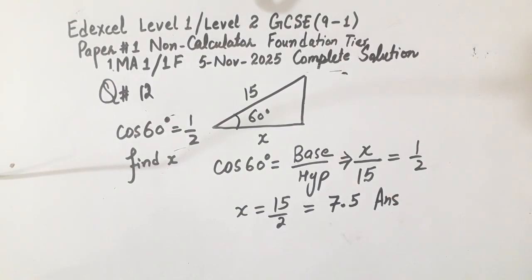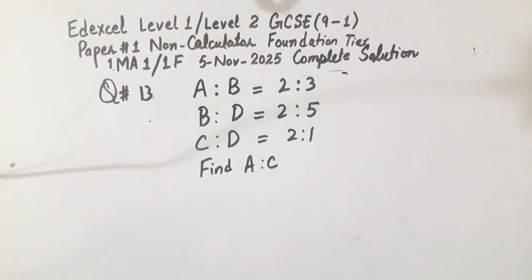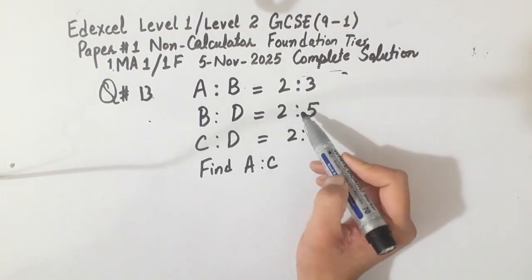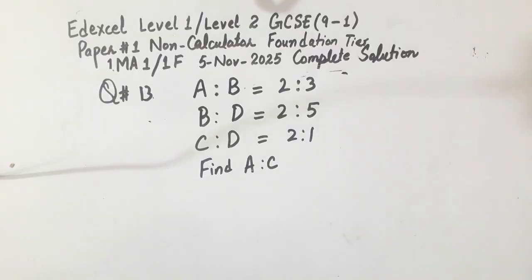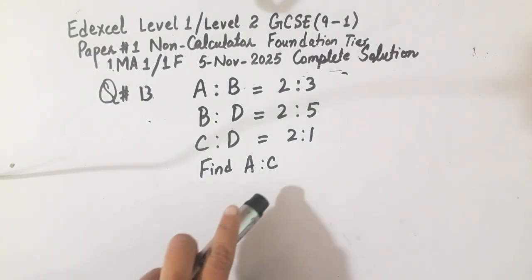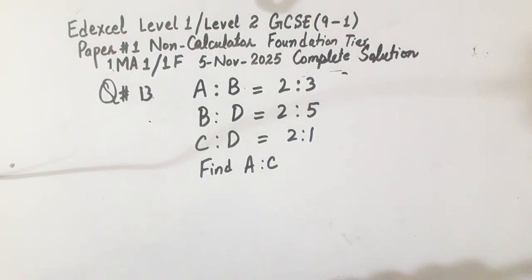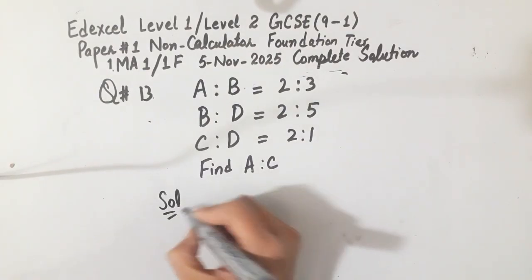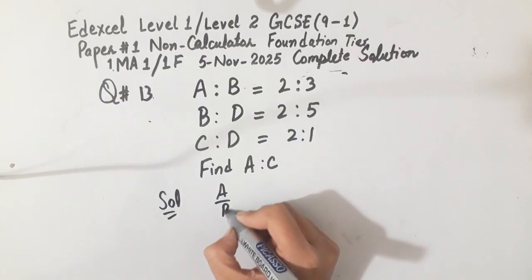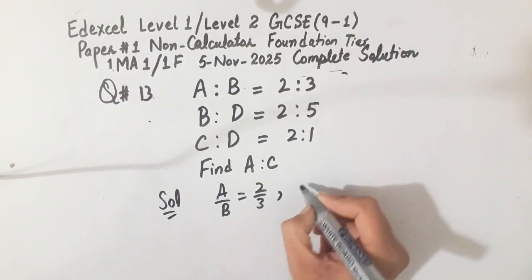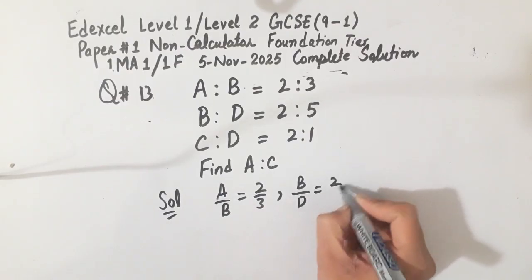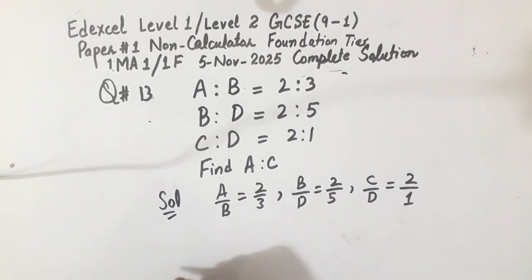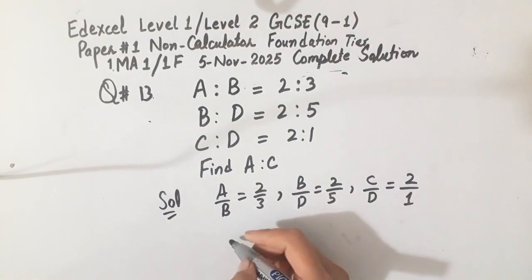Now we will solve the next question. Now this is the last question. A ratio B is given 2 ratio 3, B ratio D is given 2 ratio 5, and C ratio D is given 2 ratio 1. And you have to find the value of A ratio C. So first we will write this in the fraction form. So A by B equals 2 by 3, and B by D equals 2 by 5, and C by D equals 2 by 1. You have to find the value of A by C.